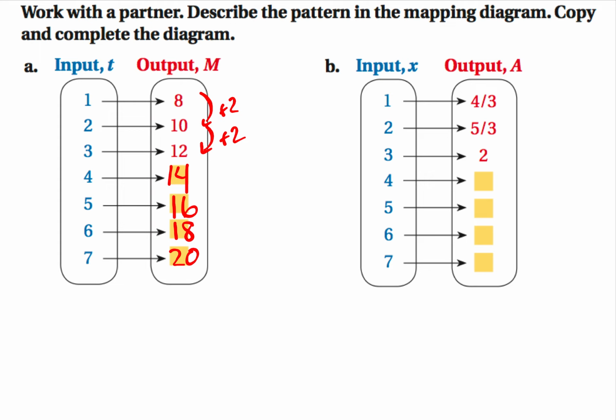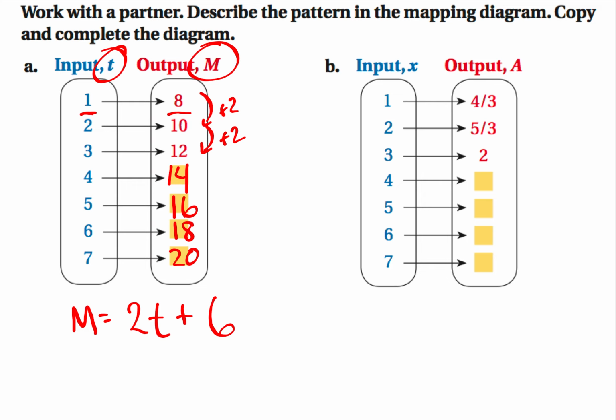Now, generally speaking here, there is an equation that could be used to get from one to the other. And we learned how to find these equations in Unit 4. We used a y and an x instead of an m and a t. I'm just using m and t because that's what's in the mapping diagram. But I can just double the input and add 6. Like 1 doubled is 2 plus 6 is 8. And that works for all of these.